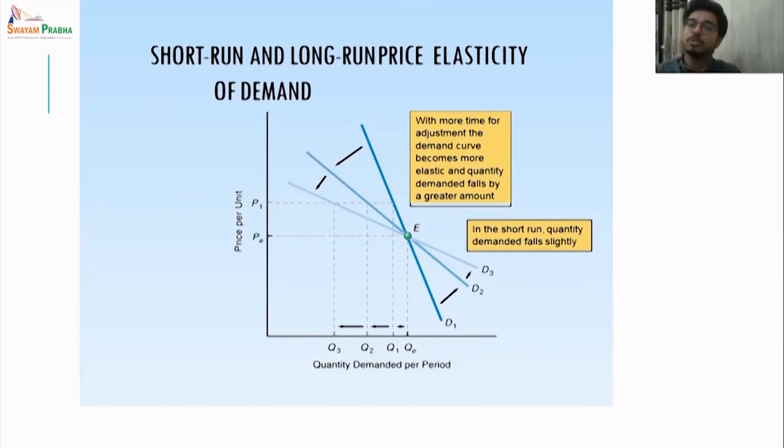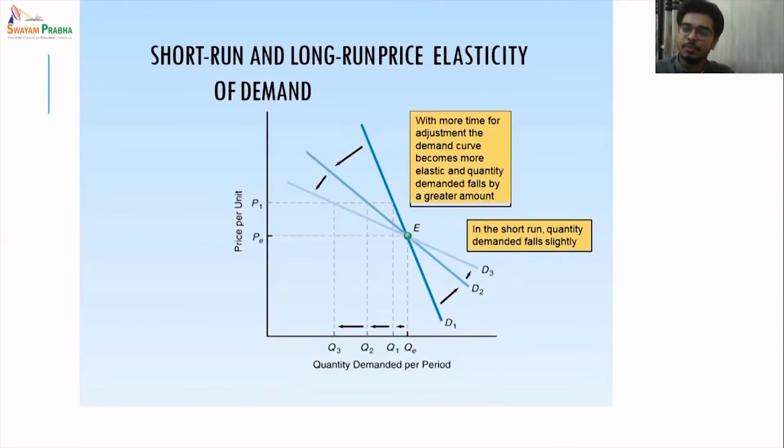Or they can reduce the consumption of that particular commodity. So for a longer time, the price decreases by the same amount. Over here in the dark blue, when the price increases from PE to P1, the quantity falls from QE, the equilibrium quantity, to Q1 in the short run. What happens in the long run? Then we move onto this D3 curve, the lightest one, and we observe that my demand is falling from QE to Q3. So I have got some longer time and I am adjusting my demand from QE to Q3.